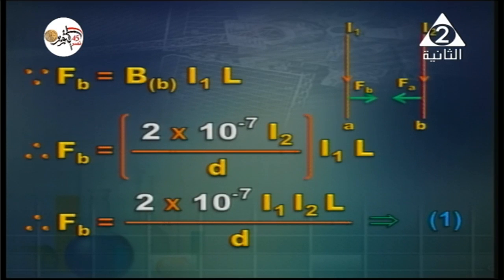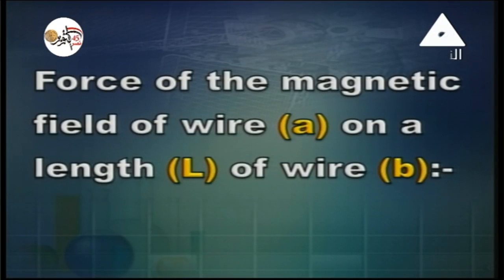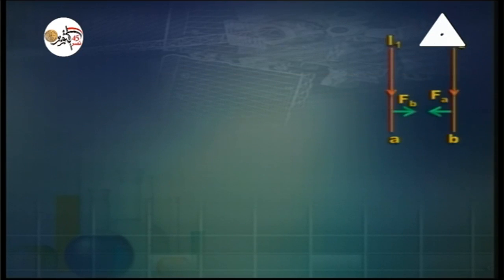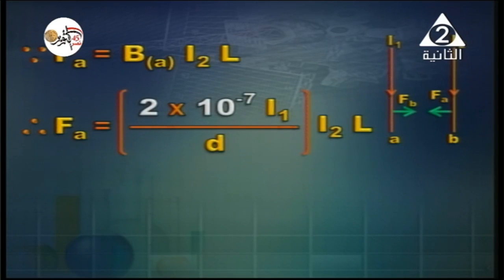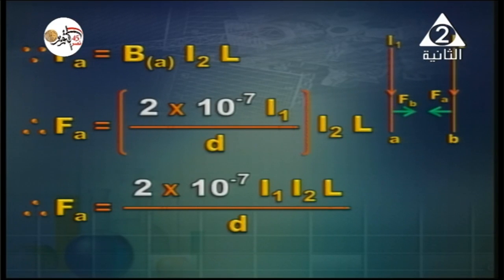And now we'll do something very interesting. We'll calculate the force of wire A on a length L of wire B. So wire A now will act as a magnet to wire B. Force of A equals magnetic field of A times the current of B, I2, which is the current that flows in wire B, and the length considered of wire B. And of course, the magnetic flux density of wire A equals 2 times 10 power negative 7 I1 over D, times I2 L. So we can say FA is equal to 2 times 10 power negative 7 I1 I2 L over D. This is the second equation.